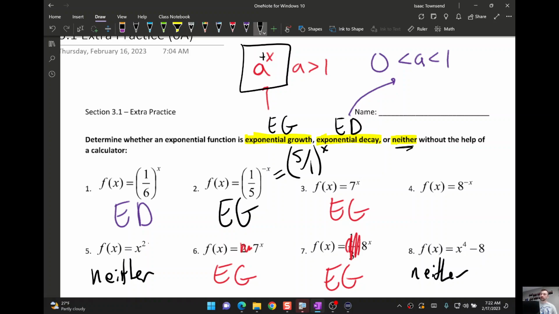And then if we rewrite this one, this is like 1/8 to the x, which makes it exponential decay.